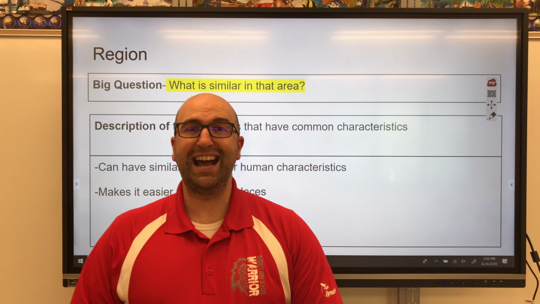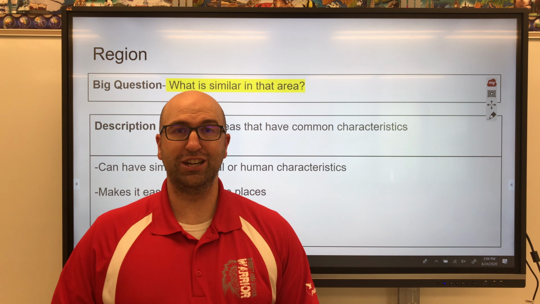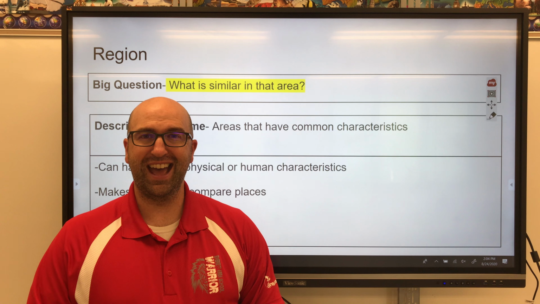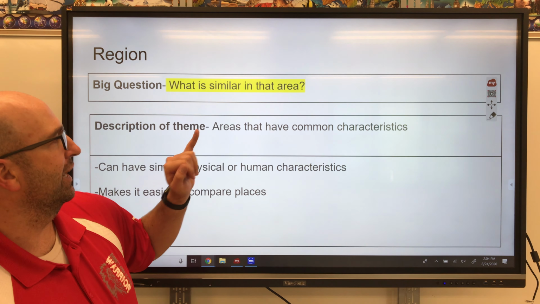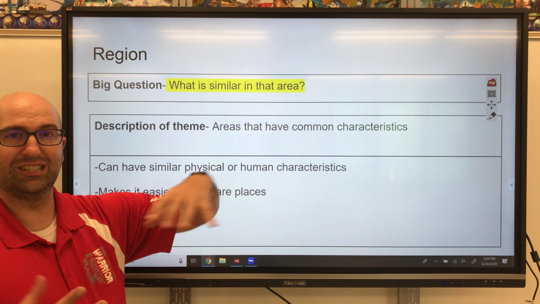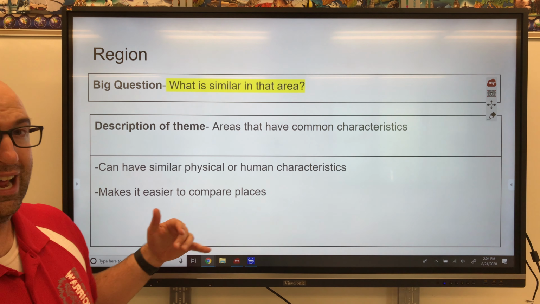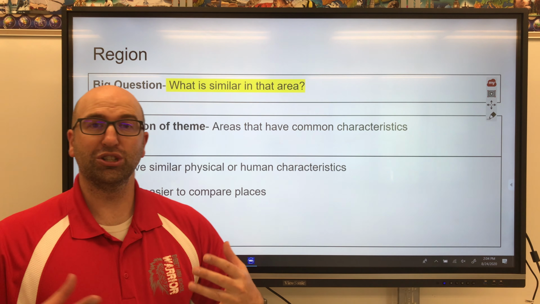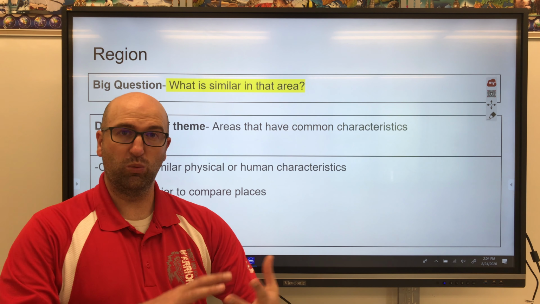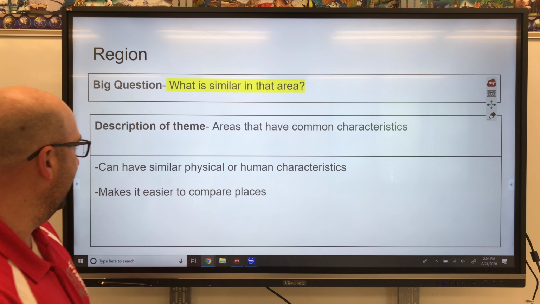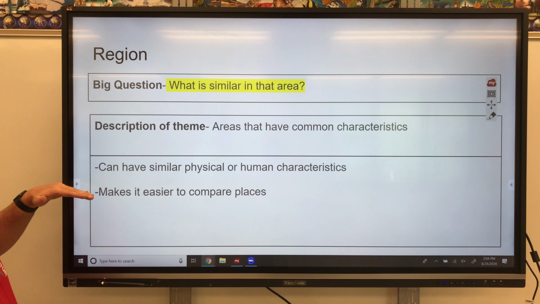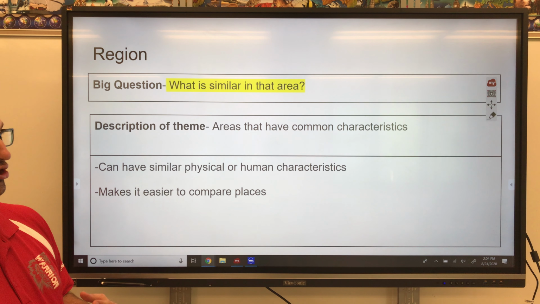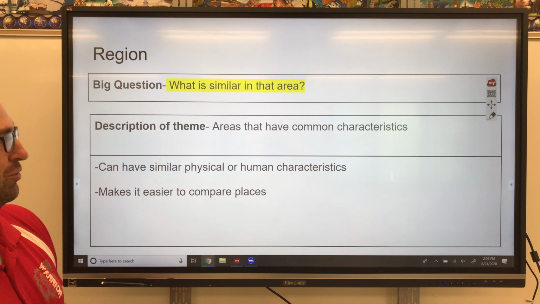And then our last of the 5 themes is region. Region is asking what is similar in that area. And we're looking at what common characteristics these areas have in common. And again, we're going to see these words, human and physical characteristics. Those are the types of characteristics we're looking at to see what is in common in that area. So regions allow us to compare places. What one place is like compared to another when we clump them into regions.